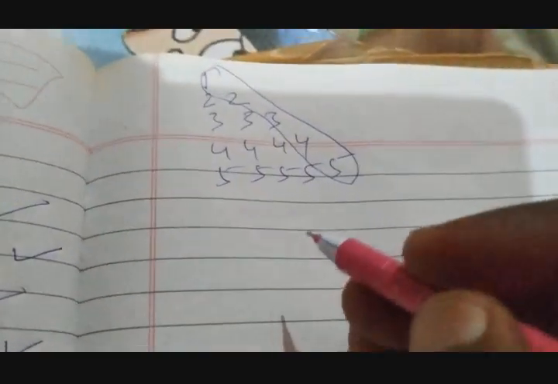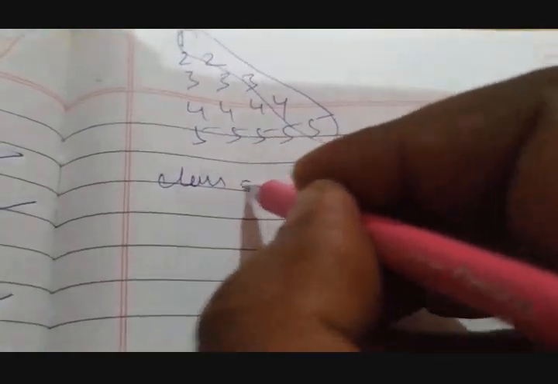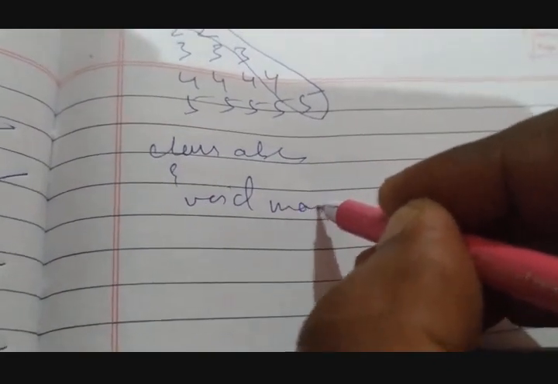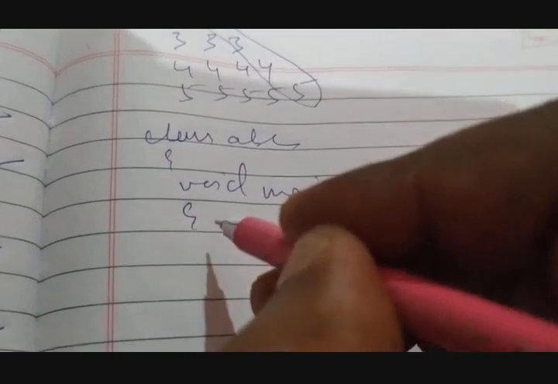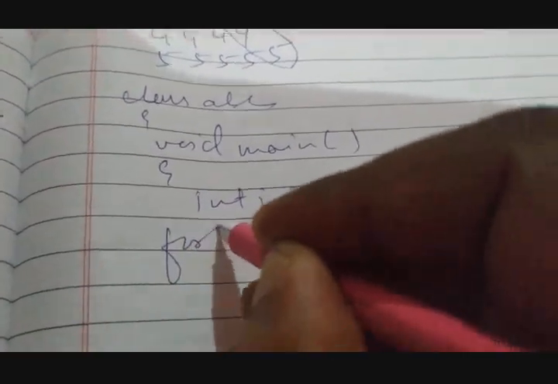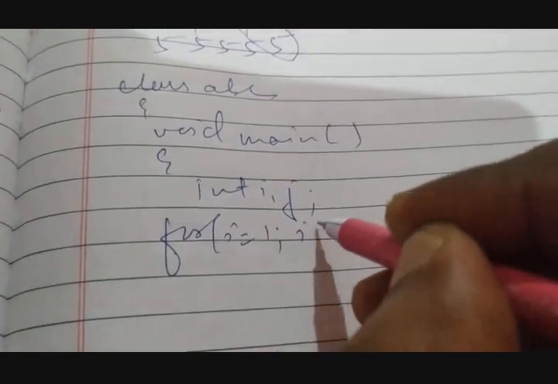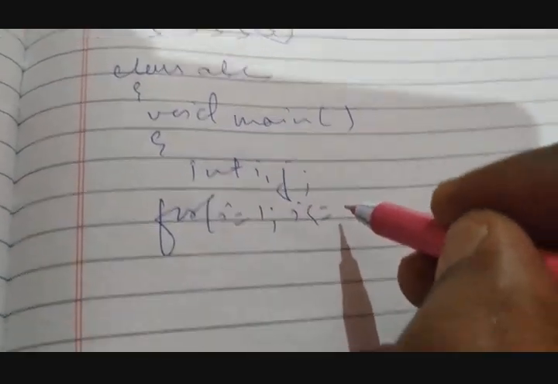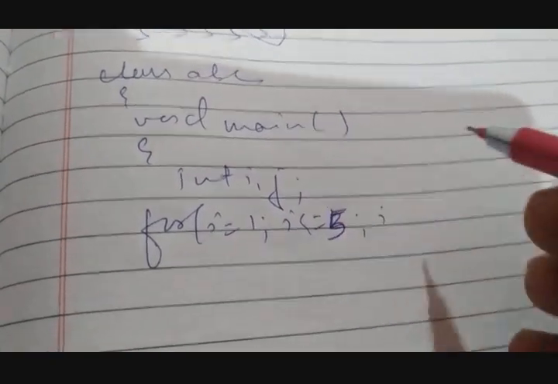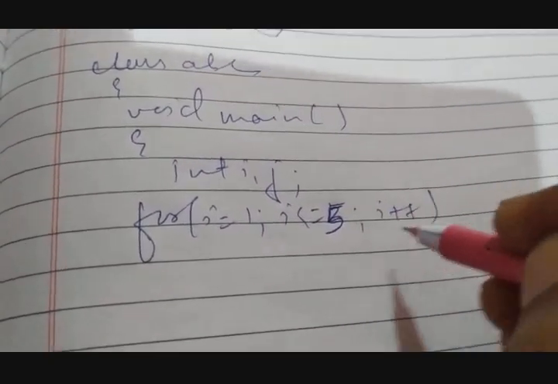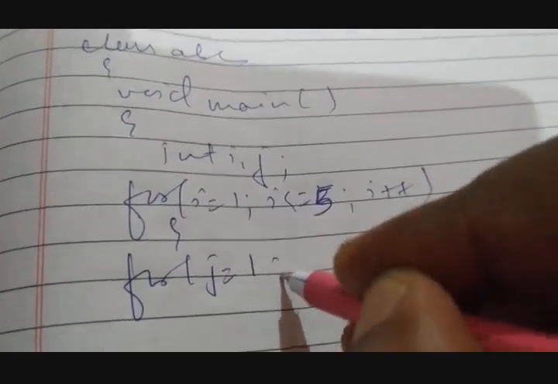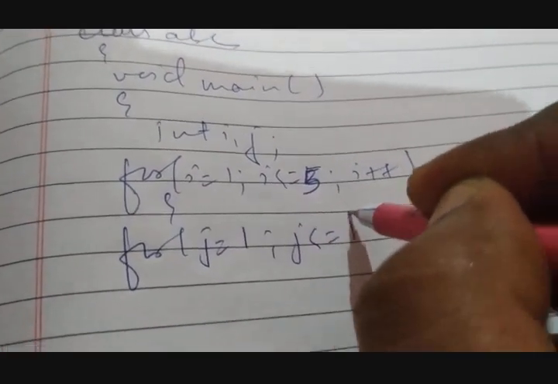So class ABC, void main, int i, j. For i equals 1, i less than or equal to 5, i plus plus. For j equals 1, j less than or equal to i.